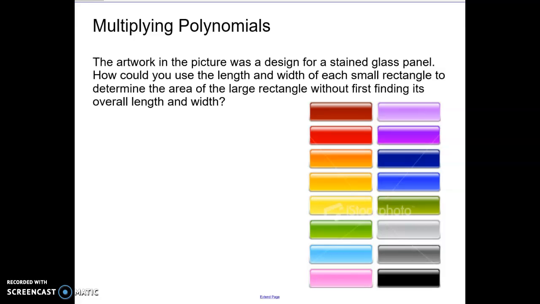Alright, so we're going to move on then. This is section 3.7, multiplying polynomials. If you haven't already, you should be open to the booklet that I gave you, looking at section 3.7.